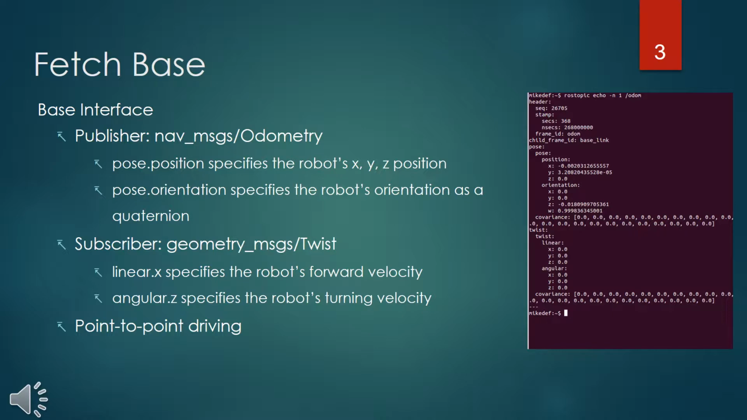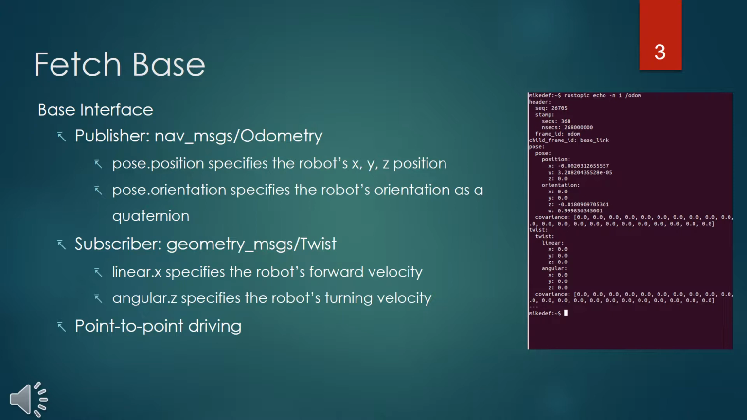When creating the drive controller for the base of the robot, the relevant messages we used were the odometry and twist messages. The odometry message is published by the base and includes a pose which consists of the robot's X, Y, and Z position, as well as a quaternion representation of its orientation. The quaternion can then be processed to give the orientation in Euler angles.